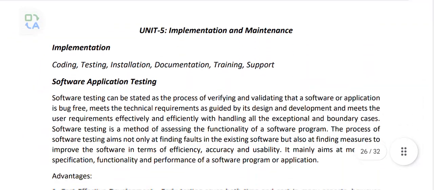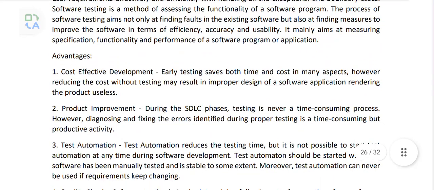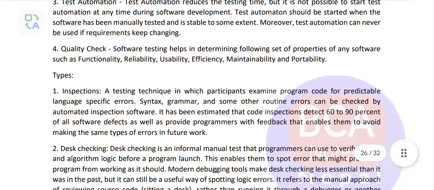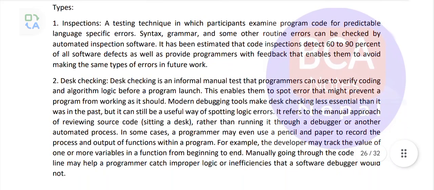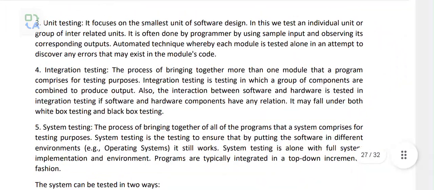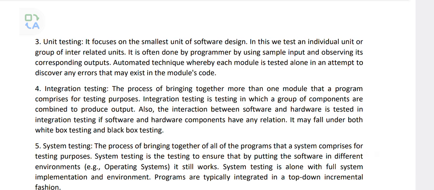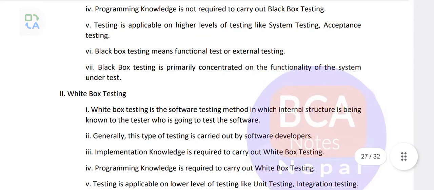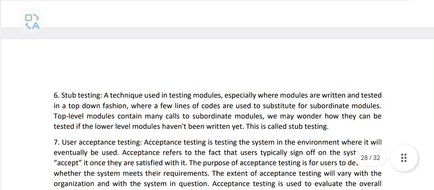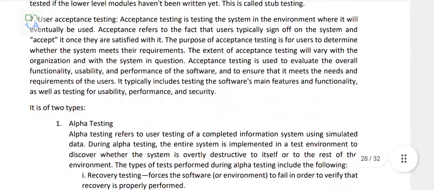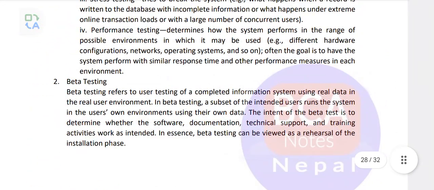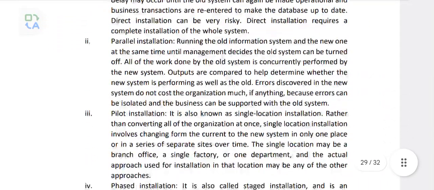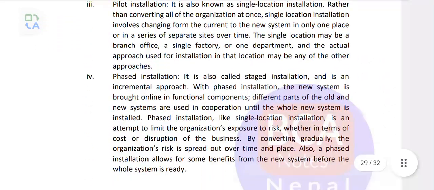Implementation: software application testing. Advantages: cost-effective design, product improvement, test automation, quality check, inspection, risk checking. Unit testing, integration testing, system testing, black box testing, white box testing, stress testing, user acceptance testing, alpha testing, beta testing. Software installation: direct installation, parallel installation, pilot phase installation.